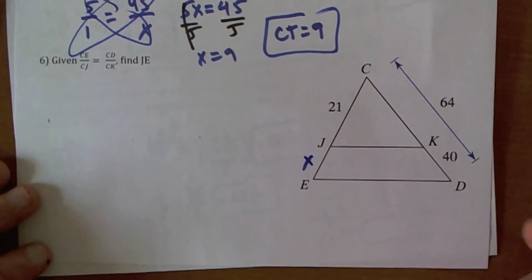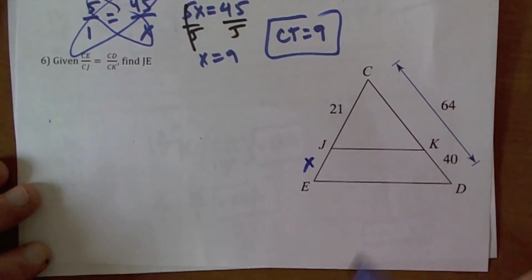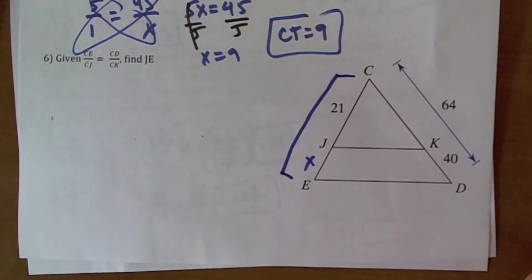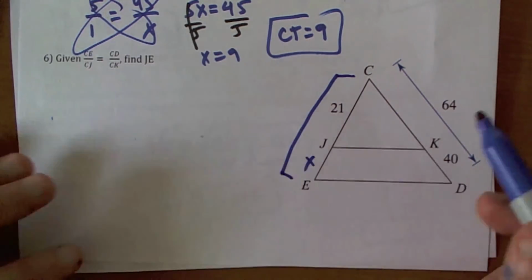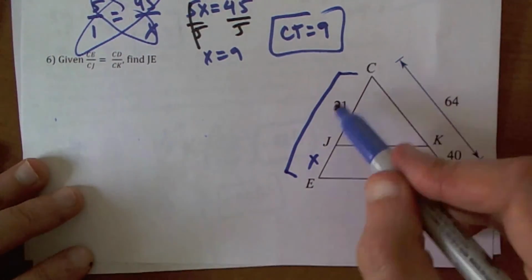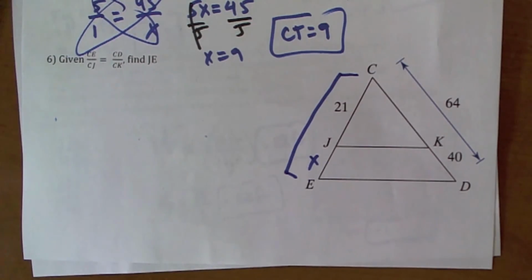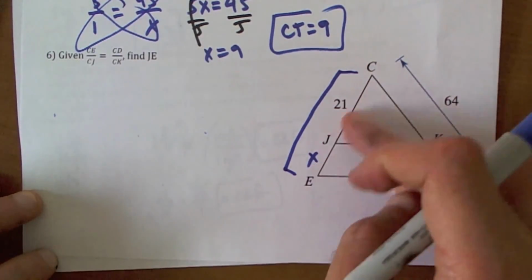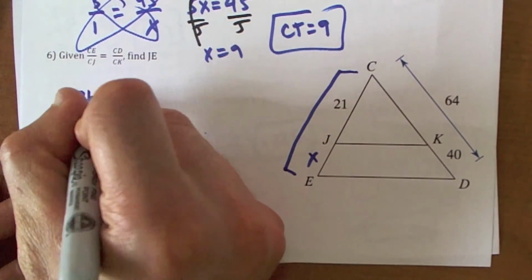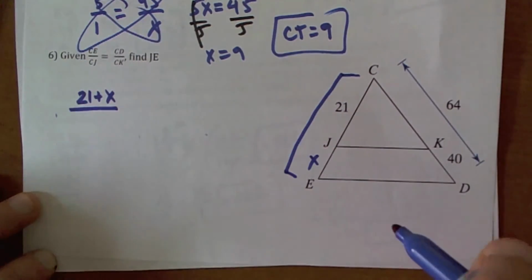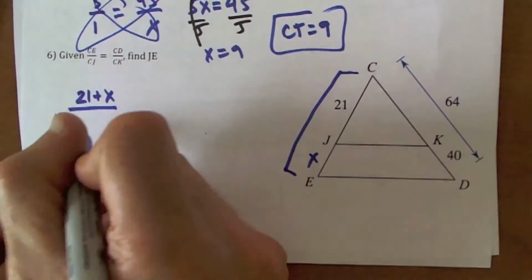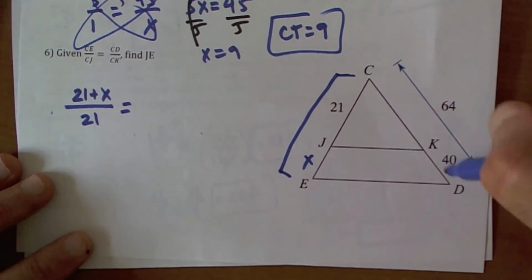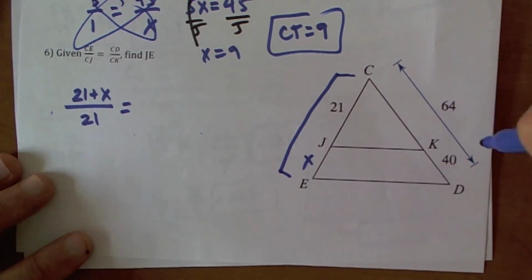Okay, I'm going to call this X. So CE, see if you can figure this out. What would I call CE? If this is 21 and this is X, what would I call CE? Well, that would be this combined with this, right? Combining things together means you're adding together. So it would be 21 plus X over CJ, which is 21, equals CD, and that would be this 64 here.